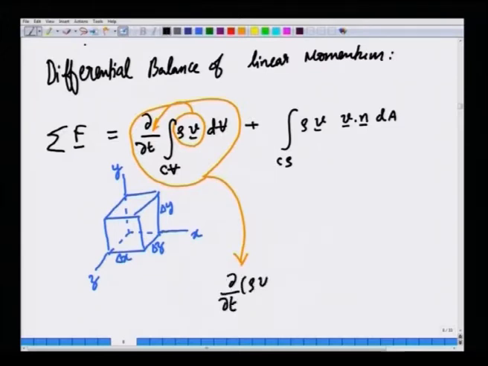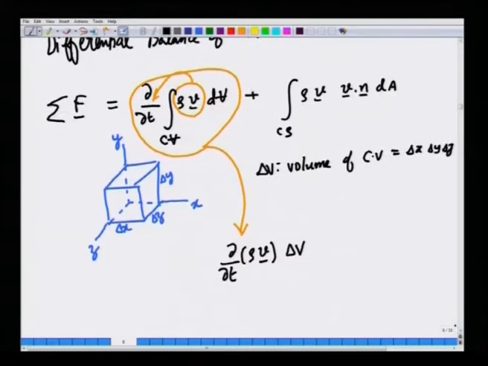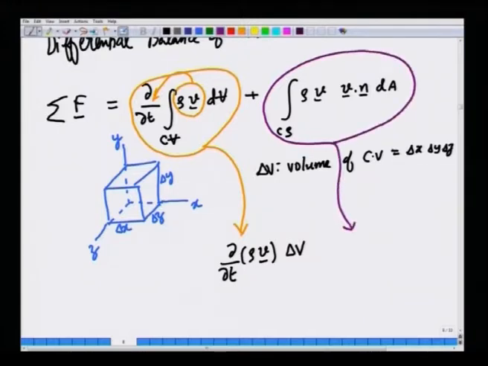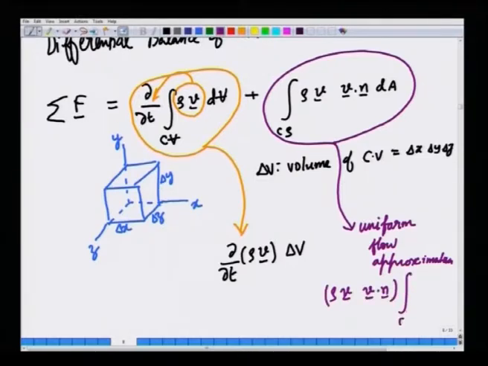So, d/dt of rho v times delta V, where delta V is the volume of the infinitesimal control volume, is equal to delta x times delta y times delta z. That is the first term. The second term simplifies because, since the control volume is so tiny, you can assume the uniform flow approximation. That is, rho v times v dot n can be pulled out of the area integral, because they vary so little across the cross section.